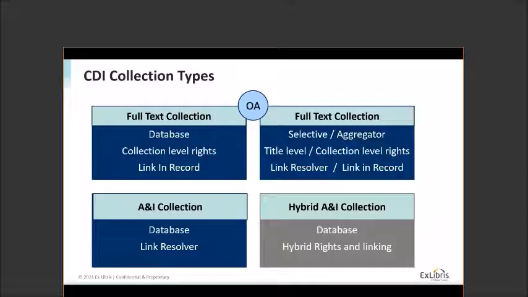Going to the right, in the other kind of full text collection, here we have more the classic collection that you can find in the KB. It will be of type selective aggregator. It will have a title list. And because it has a title list, we can offer title level rights. And what you will see in most cases in the full text rights is subscription link resolver.